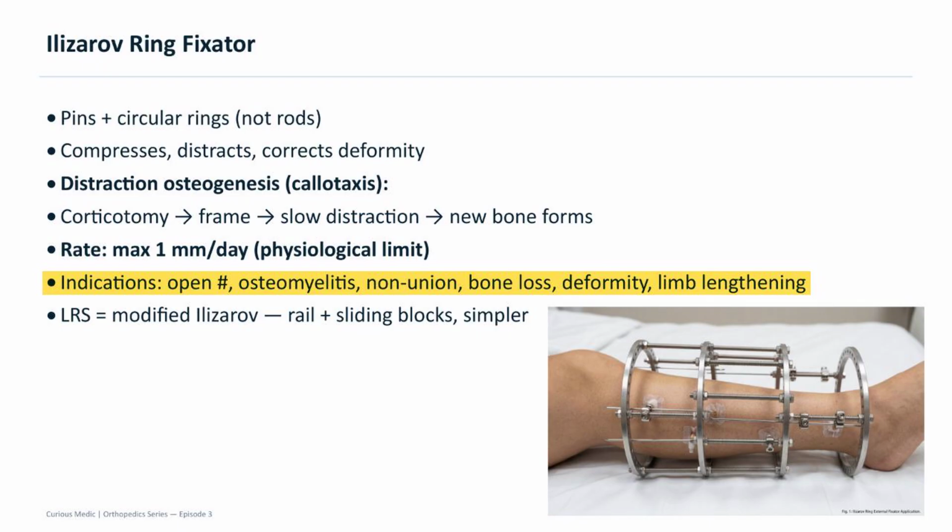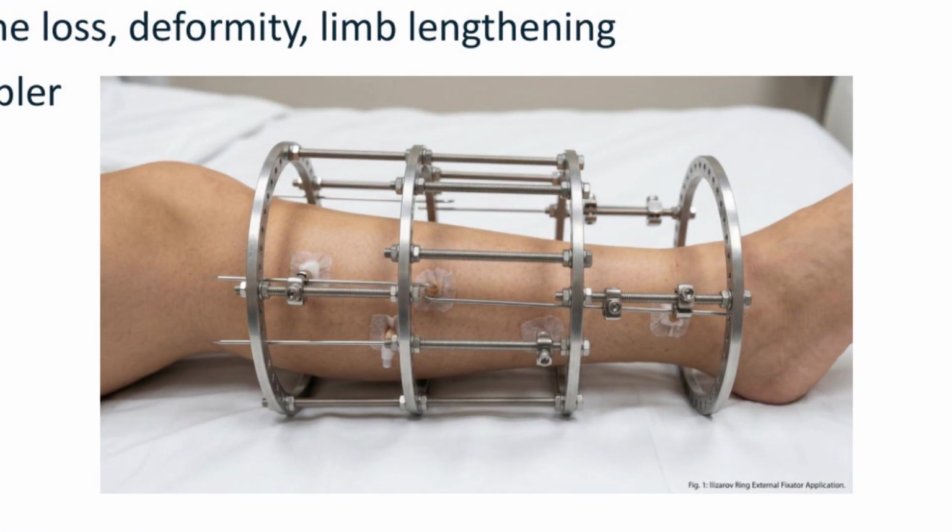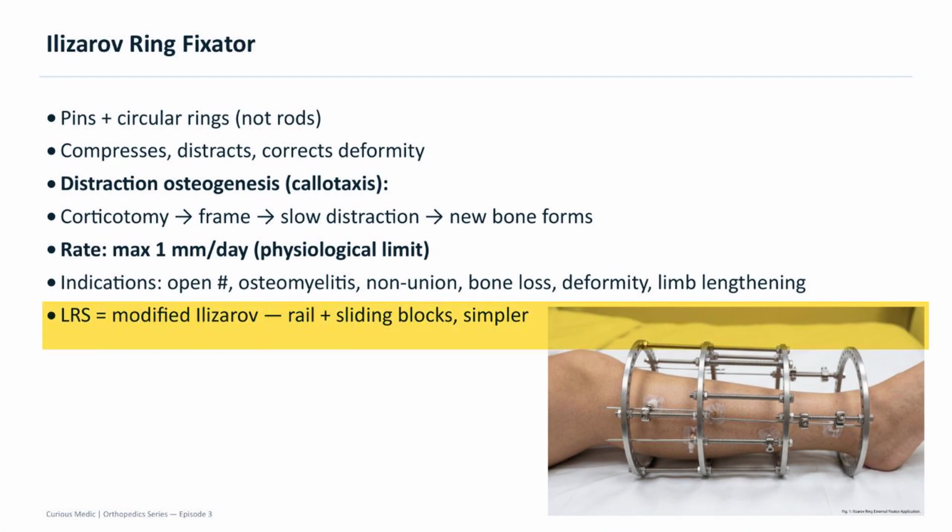The Ilizarov technique is indicated for open fractures, infected fractures, and osteomyelitis, non-union and malunion, fractures with bone loss, deformity corrections, and limb lengthening. There is also a modification called the Limb Reconstruction System, or LRS, also called the rail fixator. It uses pins connected to blocks that slide along a rail. It can compress or distract just like the Ilizarov, but has a simpler, more modular design. This has been asked in AIMS examinations.